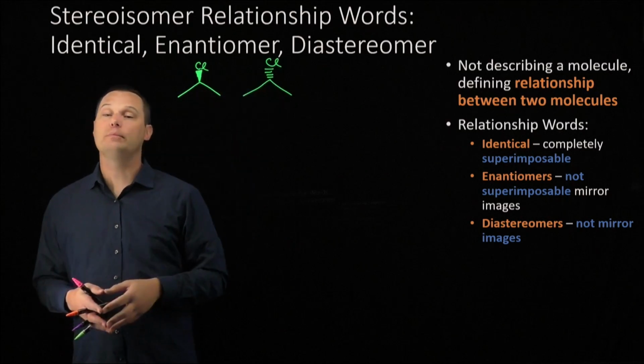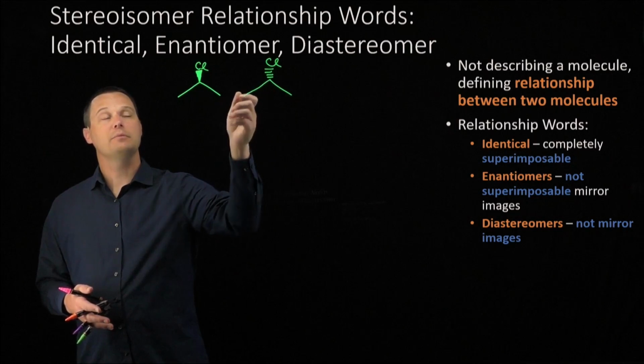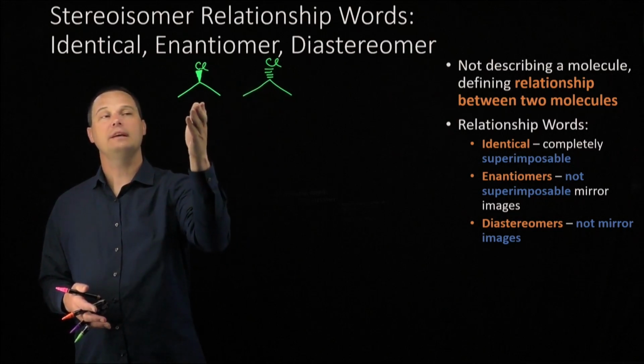With that assumption out of the way, our definition of identical molecules: they're identical if they can be completely superimposed one on top of the other. We can take one molecule, manipulate it, rotate it, flip it, do bond rotations, but we're trying to take one molecule and make it completely identical to the other molecule.